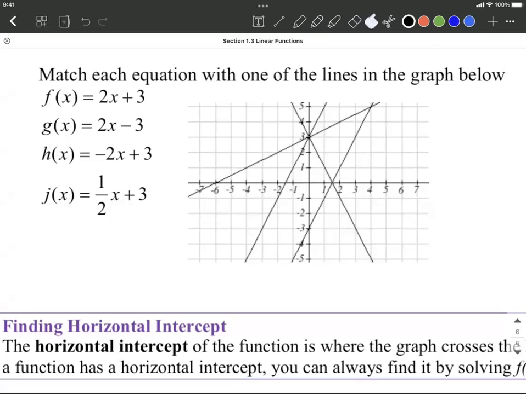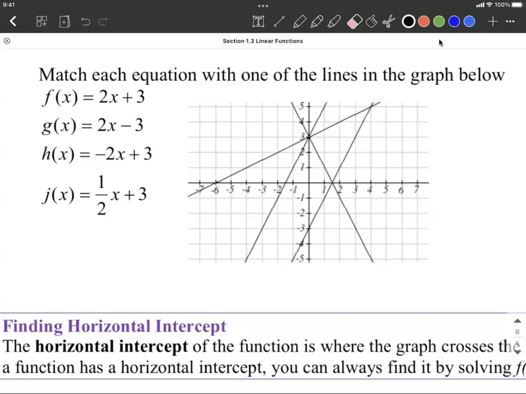All right, let's try a matching problem. We're given 4 linear functions on the left-hand side and 4 lines graphed for us already. So let's try to eliminate one at a time or match them up. The first thing I notice as I'm looking here, 3 of the lines cross the y-axis right here at +3, only one crosses down here at -3. That -3 feels like an outlier to me.